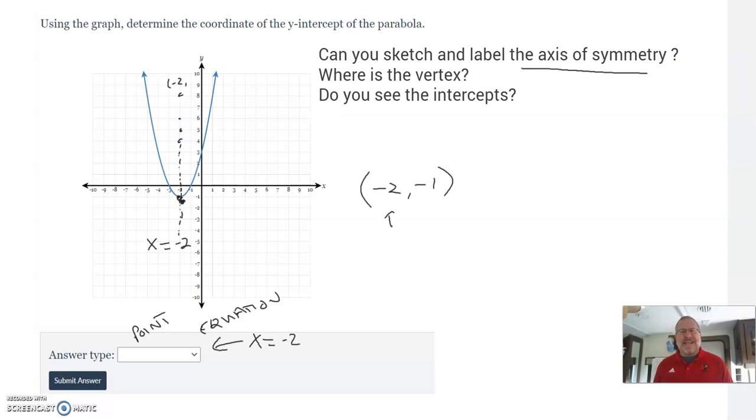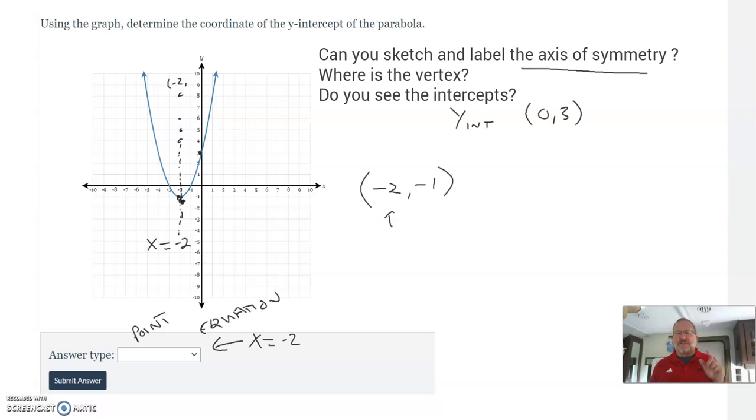All right, do you see any intercepts, specifically x and y intercepts? That's what we're looking for here. Let's start with the y-intercept. The y-intercept is right there. I can observe it. It is +3 on the y-axis. So that's 0, 3.